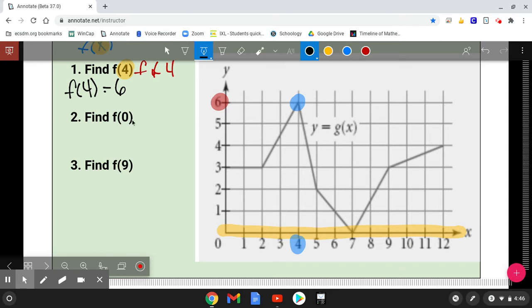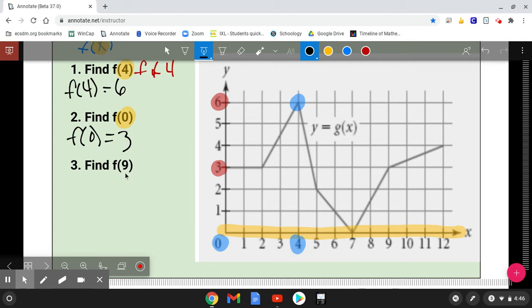Find f of 0. Again, our x is being replaced by 0. So we'll take a look at the x-axis, which is 0 here. So we'll follow that x up until we hit the function, which is right here at 3. So we write that as f of 0 equals 3. That means the input of 0 has an output of 3.